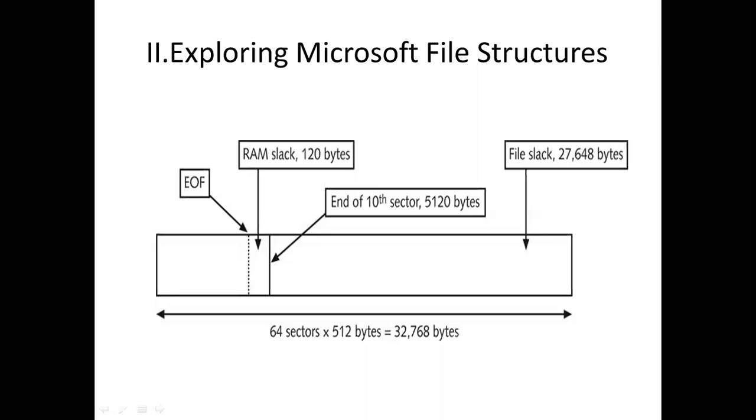And these unused spaces are the ones which the forensic experts try to analyze, because technical people who are very sound, they try to hide the data in these areas. That is why we are studying in detail about the RAM slack and the file slack. We are concerned more in forensics to understand how to identify the slack spaces, the unused spaces, because our motivation is to identify that space and try to get the data from there.